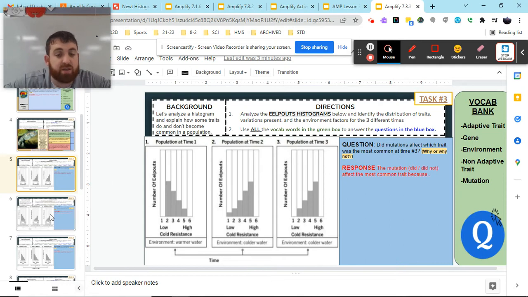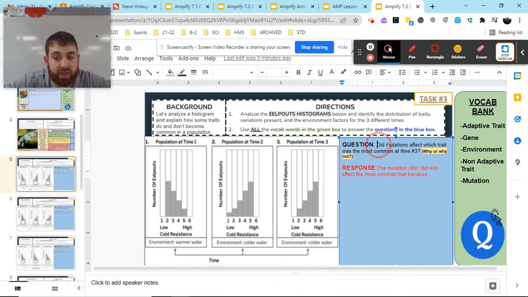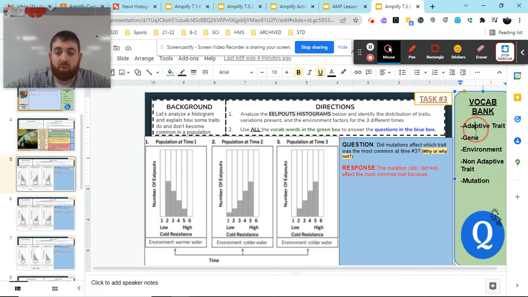So for each of these histograms, you're looking to answer the question, did mutations affect which trait was most common at time number 3? Why or why not? So we're looking to decide, number 1, where did the mutation occur? And did that mutation become the most common at time 3? Why or why not? And explaining why we think that occurred. Now, as we look to answer whether the mutation did or did not, we need to pull in the 1, 2, 3, 4, and 5 vocab words as we explain what's happening in all 3 histograms.